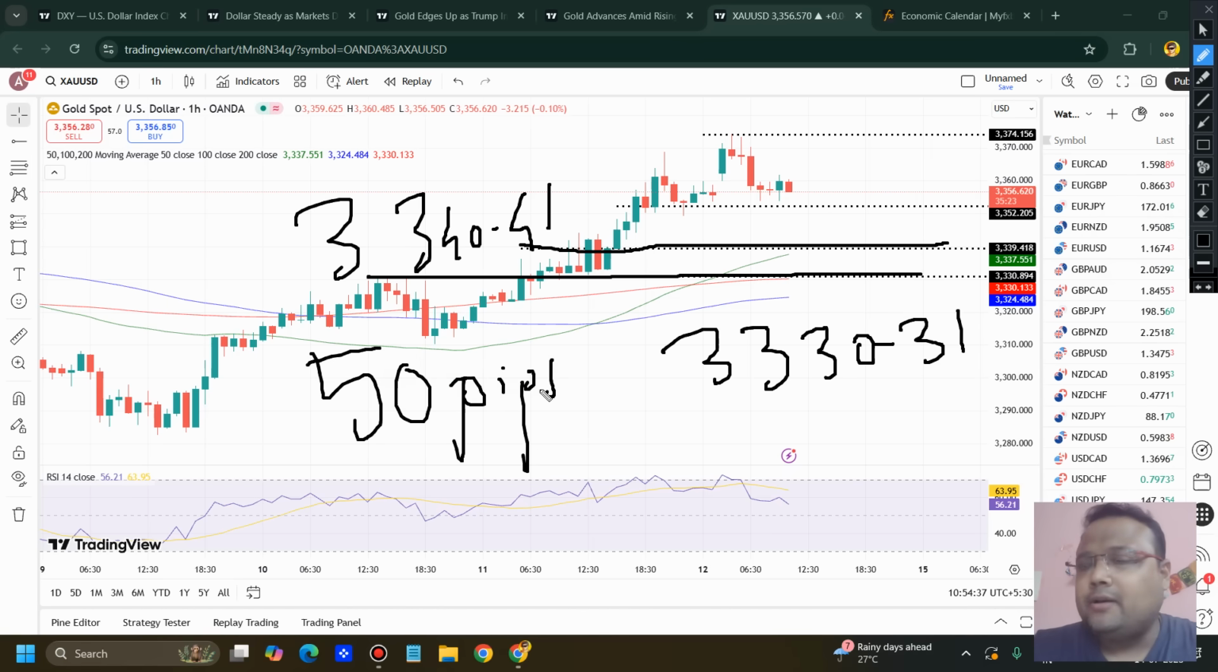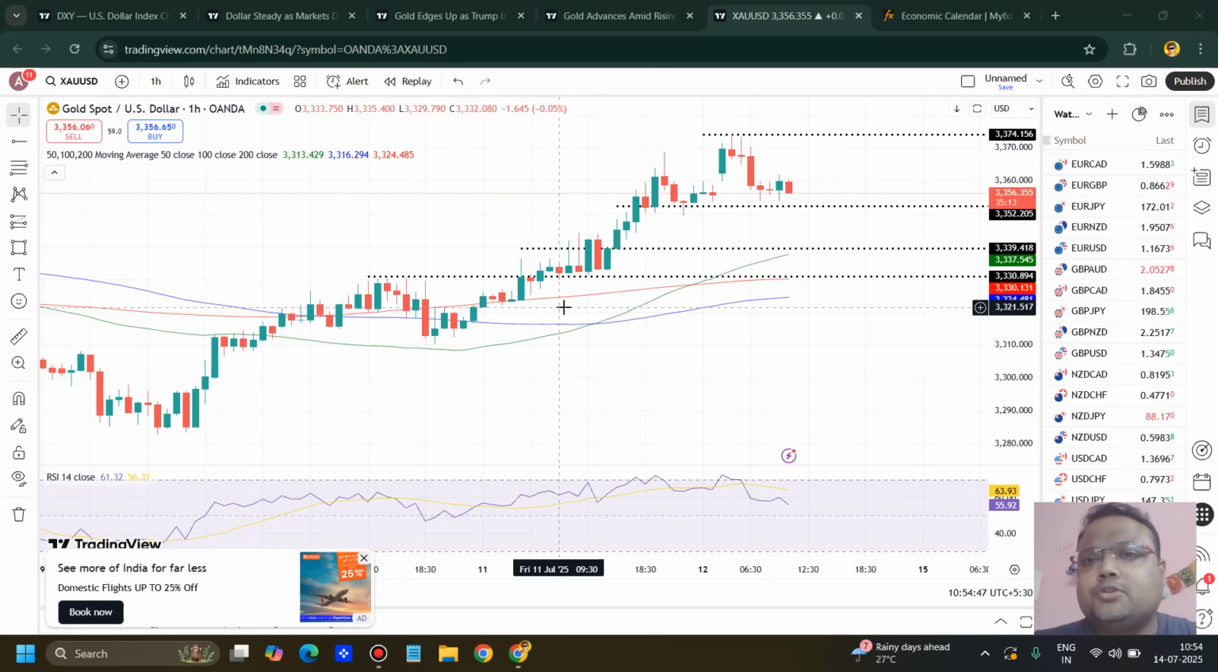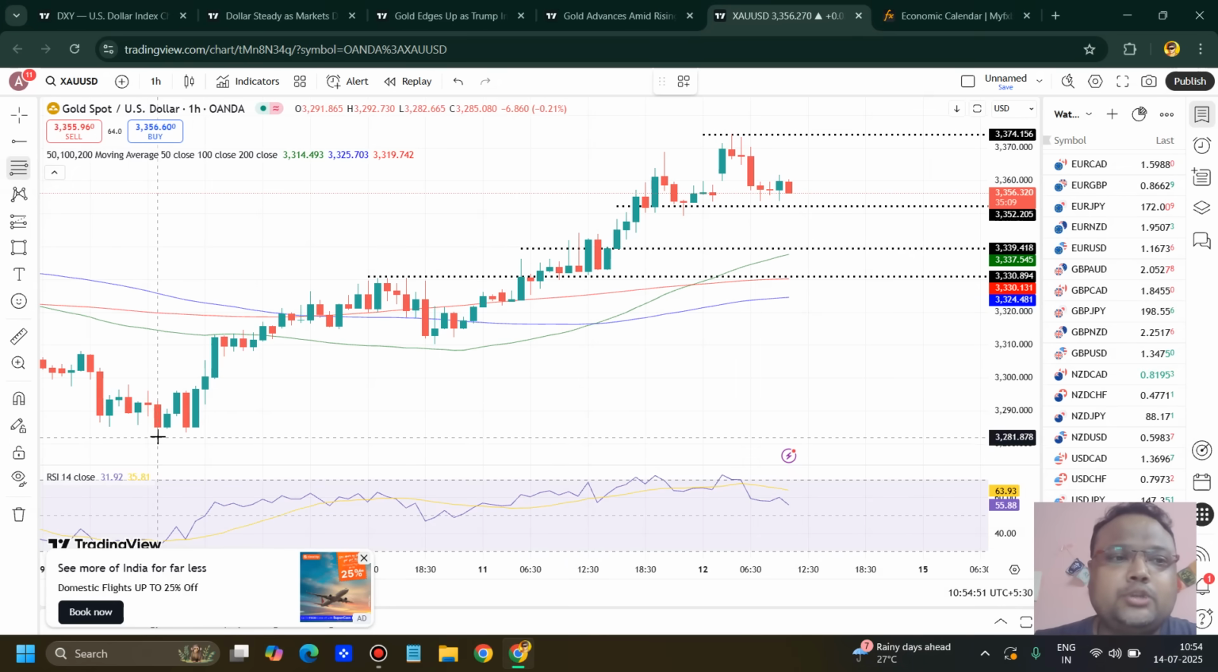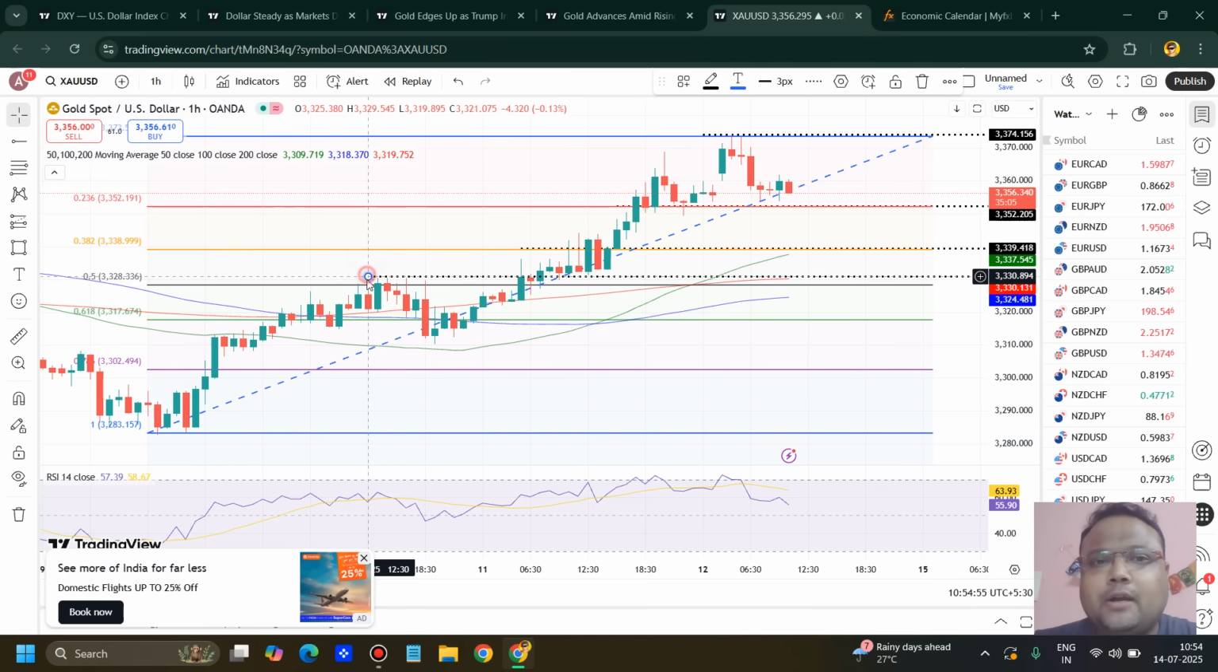Right now, while recording the video in the Asian session, we can see that there is not much volume in the market. So in the absence of volume, if we get 50 pips, it is good enough. If the market stays like this, then definitely we can expect a bounce around these two areas. And apart from price action, we also have Fibonacci around this area as well.